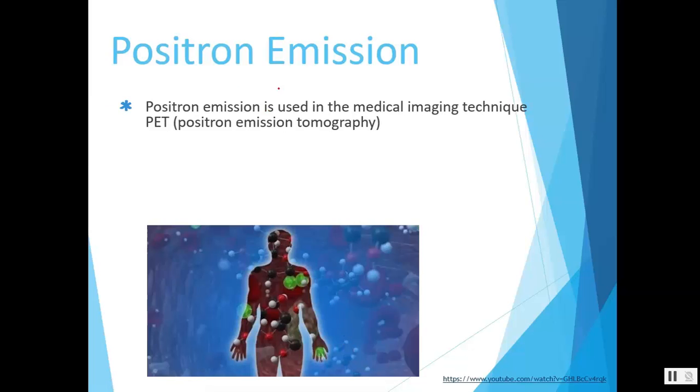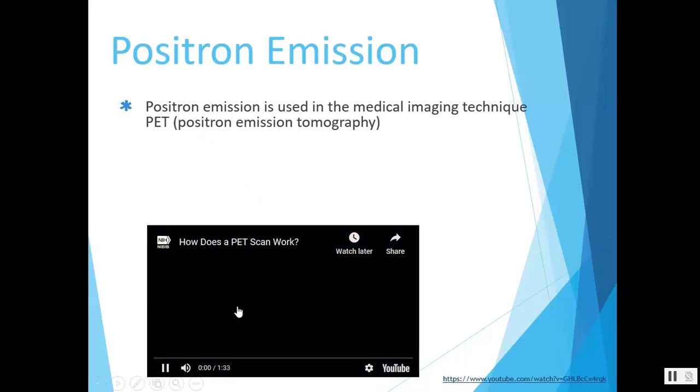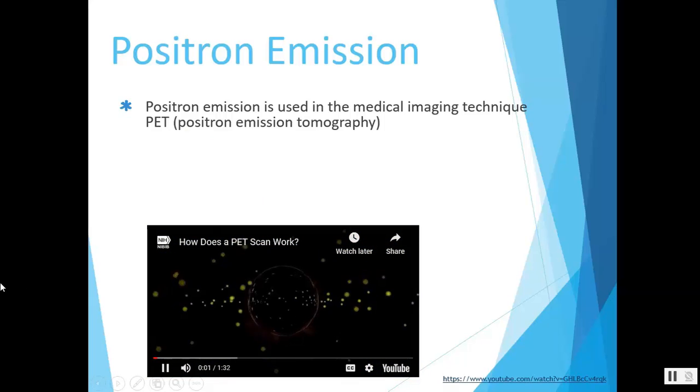Positron emission we use in a medical setting, specifically positron emission tomography. In positron emission tomography, patients are injected with a radioactive isotope that then travels through the body, and then that positron can undergo decay, and when it does that, we see that energy is emitted. So let's go ahead and just watch this quick video showing how PET scans work.